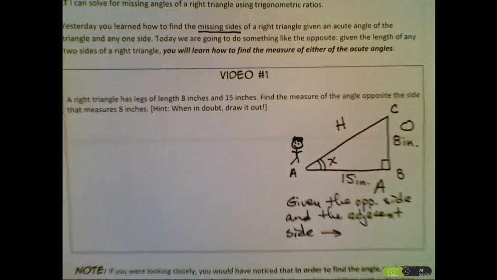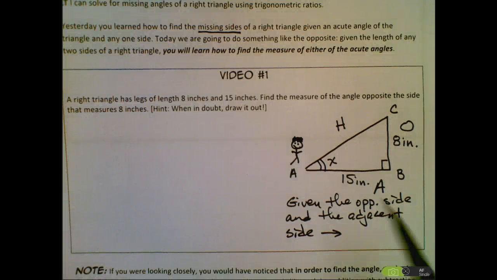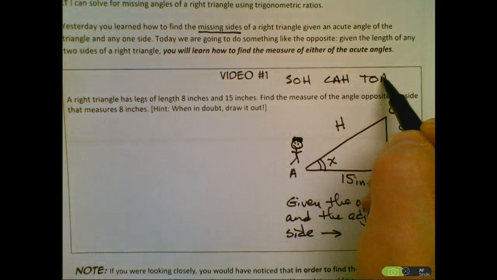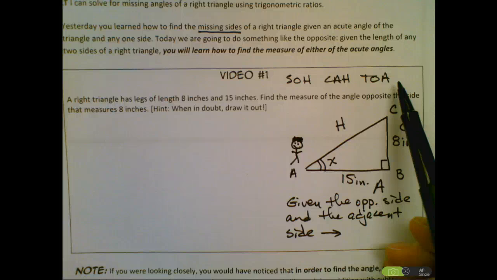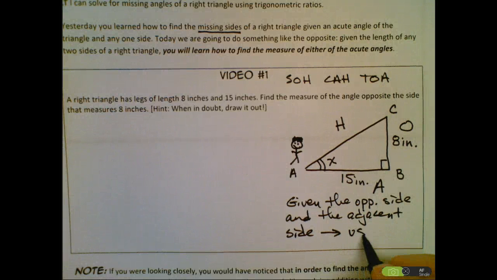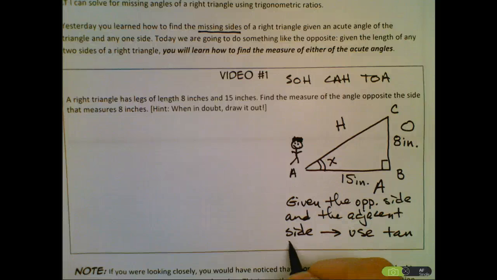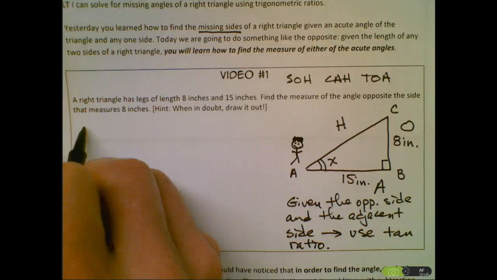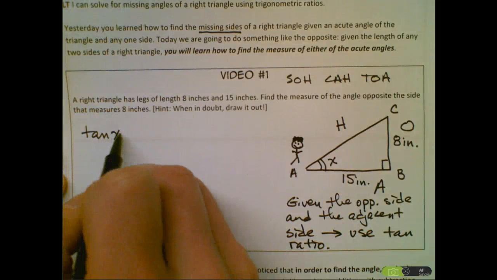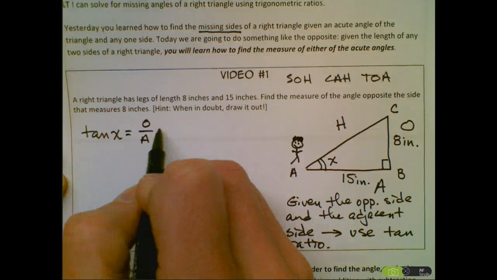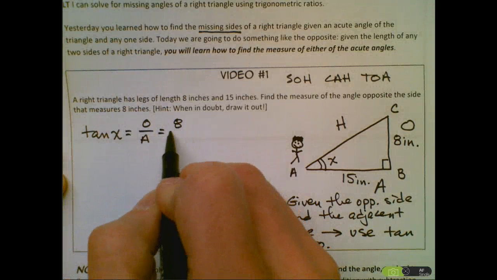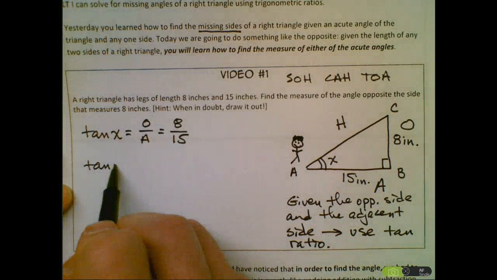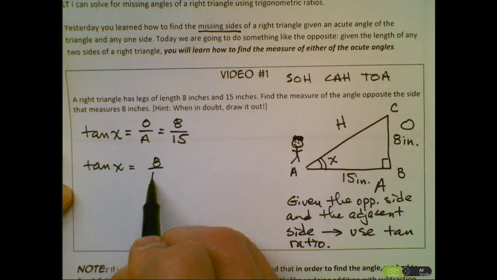Which one of our trig ratios uses the opposite side and the adjacent side? Well, we've got SOH CAH TOA, our little abbreviation. So here again, our tangent uses the opposite and the adjacent. So for this, we're going to use the tangent ratio. Alright, so standing over here at A, I know the tangent of angle X is going to be the opposite over the adjacent. So that's going to be 8 over 15. So tan X equals 8 over 15.